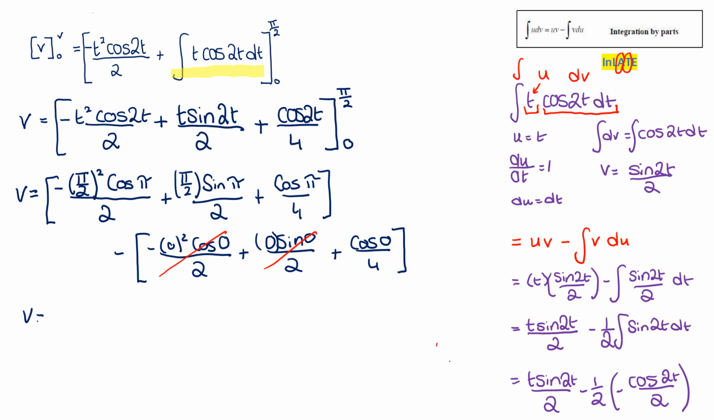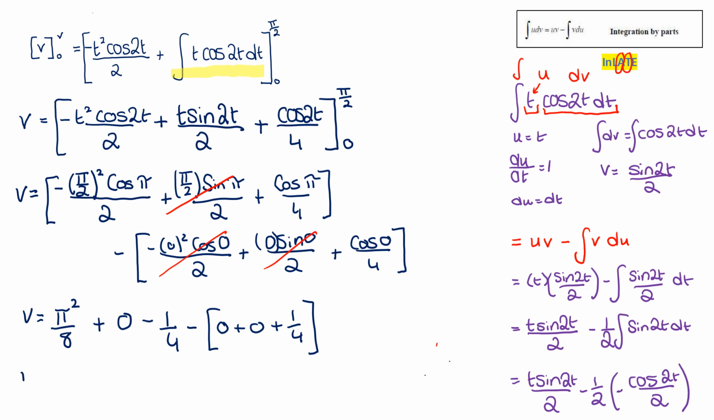So what we end up with here, if we start evaluating it, is minus pi over 2 squared cos pi over 2, that gives us pi squared over 8. Cos of pi is minus 1. And then we have pi over 2 sine of pi. Sine of pi is actually 0, so this whole thing ends up giving us a 0. Plus cos pi over 4, which is minus a quarter. I'll actually go straight to just minus a quarter. And then we have minus, and then 0, 0, and that's plus a quarter.